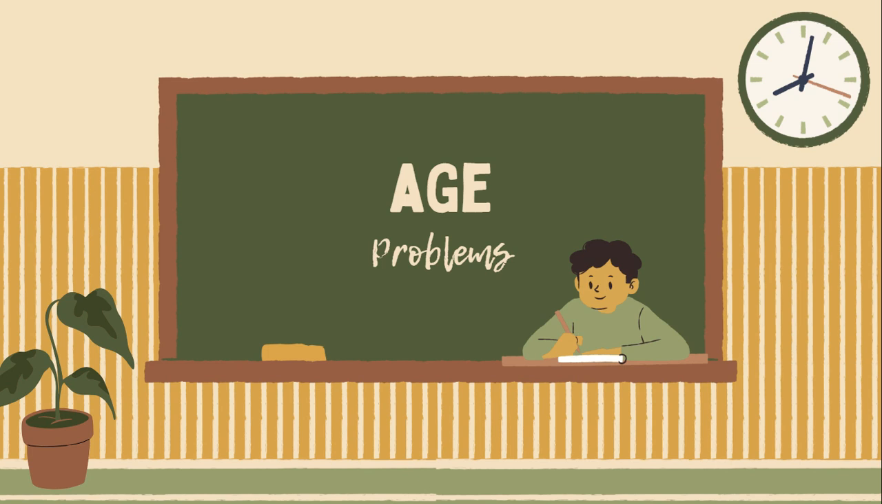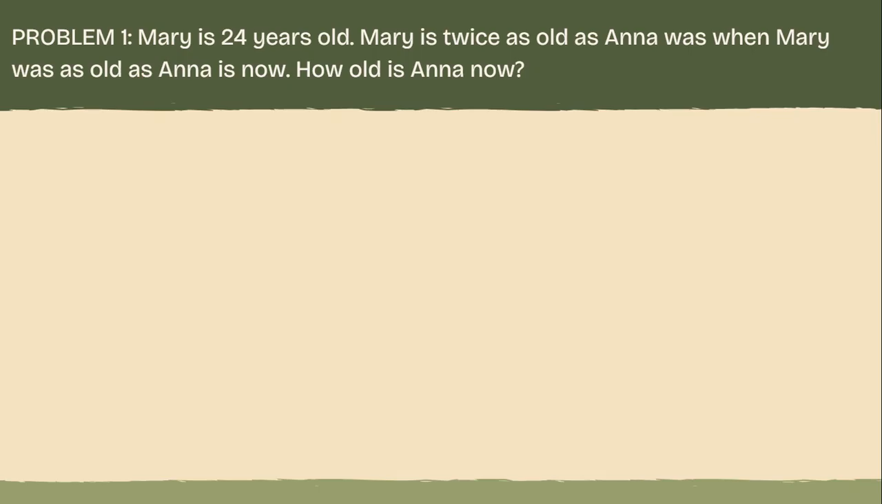In this video, let us solve age problems. Problem 1. Mary is 24 years old. Mary is twice as old as Anna was when Mary was as old as Anna is now. How old is Anna now?